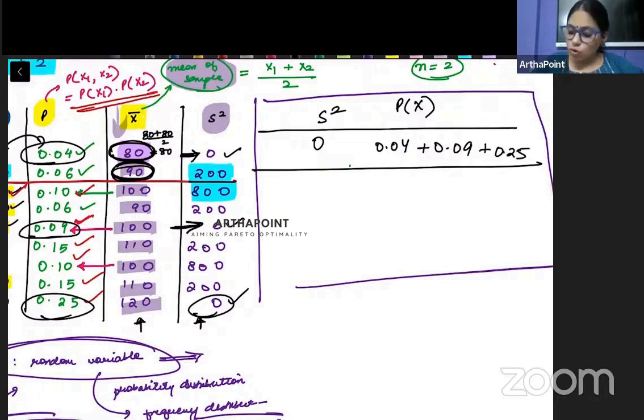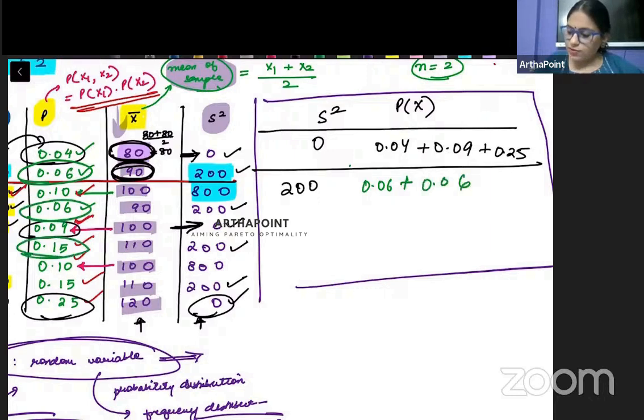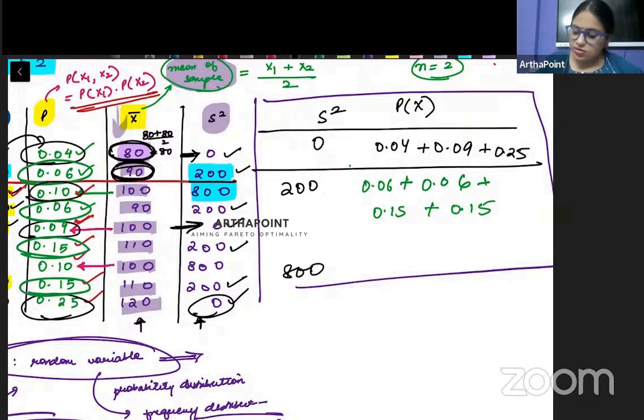Right? Then you go ahead and you look at the next variance, and the next variance comes out as 200. So for 200, I see 0.06. And then I see 0.06. And I see 0.15. And I see 0.15. Right? And then I write the third value, which is 800. So for 800, I see 0.10. And then I see 0.10.